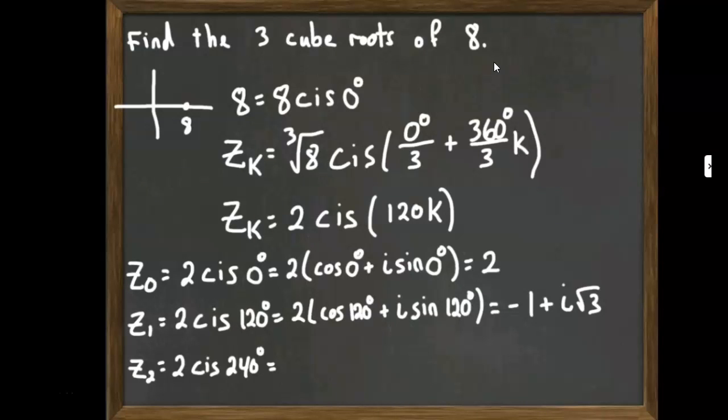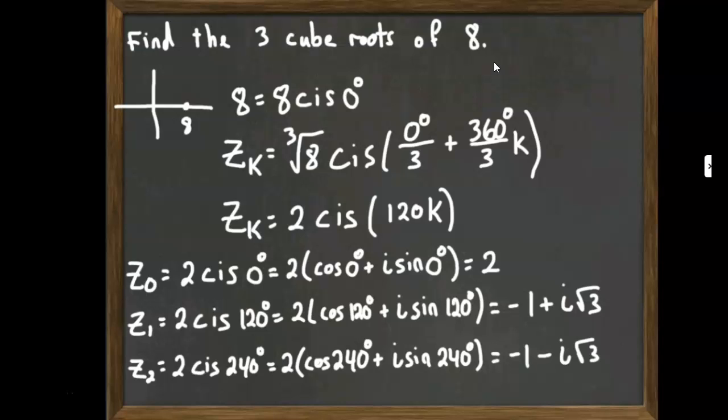2 CIS 240, and then again we write it out. 2 cosine 240 plus i sine of 240. 240 is in the third quadrant with a reference angle of 60. So cosine is going to be negative 1/2. And sine is going to be negative square root of 3 over 2. So we get, of course, negative 1 minus i square root of 3.